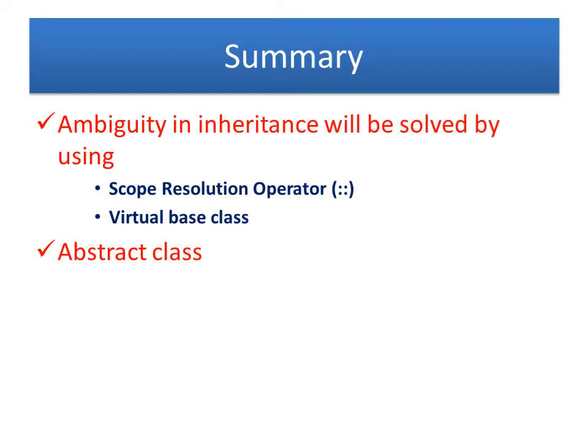Let us go for the summary of the session. In this session, we have seen what the ambiguities occurring when implementing inheritance are and how we solve them. We solve them with the help of the scope resolution operator and the virtual base class. And we have seen what an abstract class is.